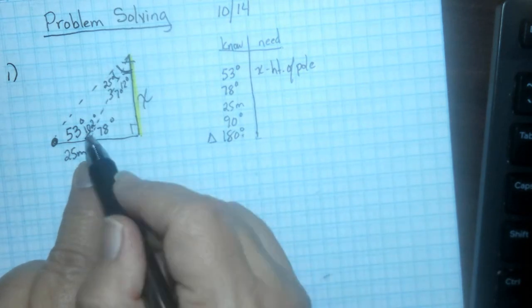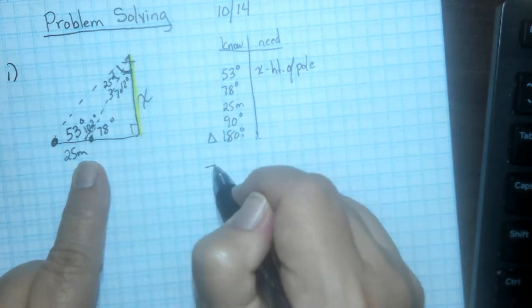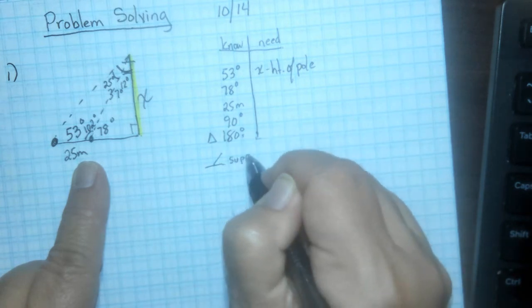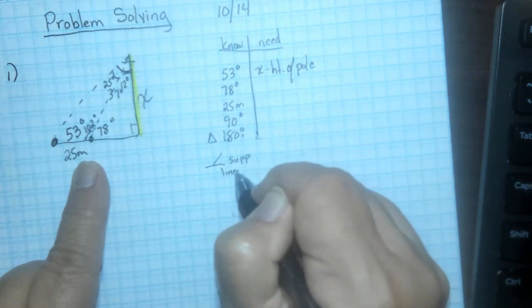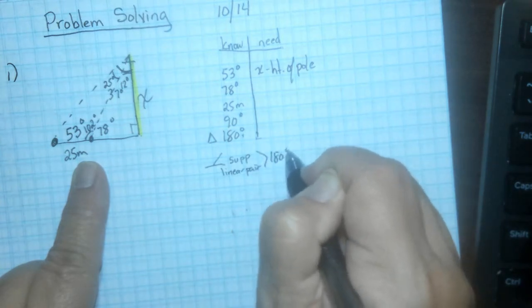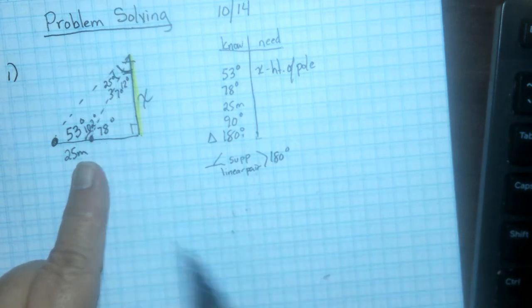Now, some other people might have found this 102 a different way. Do you know that these two angles right here form a straight angle? They are supplementary, or they're called a linear pair, and those add up to 180 degrees. Do you remember that from geometry?